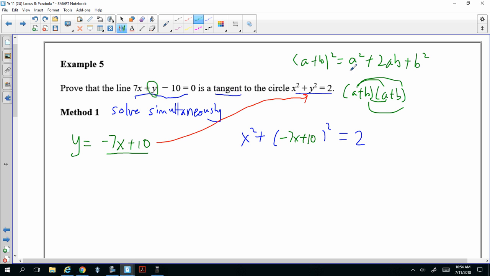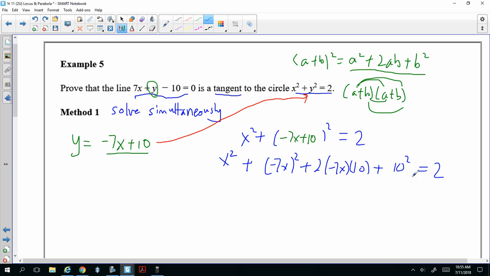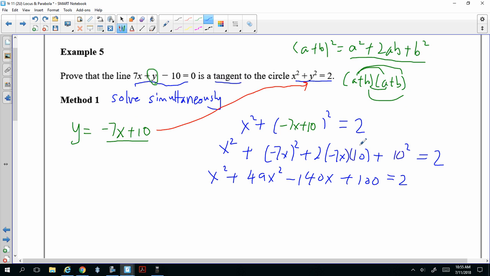x squared, see the -7, write -7 all squared like this, plus 2 times -7x times 10, plus 10 squared, equal to 2. Hopefully you simplify the expression. So what do we have here? -7 squared is 49x squared. And then that will be 140x, isn't it? That's a very big number. 100 equal to 2. Okay, what else do we have? So we have to collect like terms: 50x squared minus 140x plus 98 equal to 0.